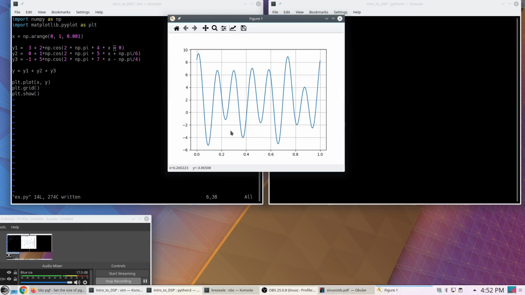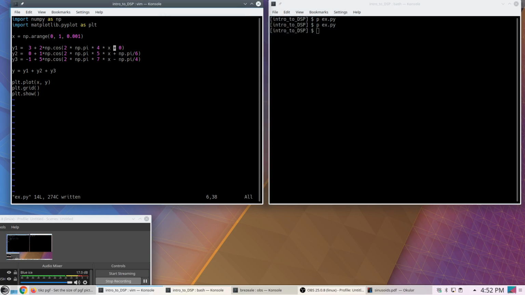So here's my complicated signal. I have to be careful not to say complex since we do deal with complex numbers. This complicated signal is really made up of these simple signals. 4 hertz, 5 hertz, 7 hertz. All right. That's why we're here. Let's look at some stuff.